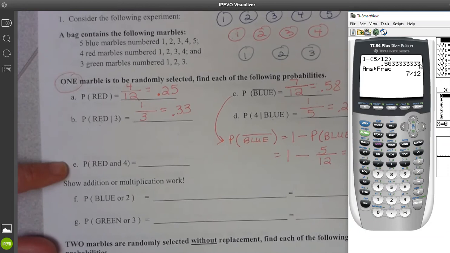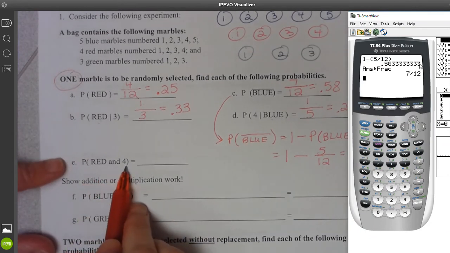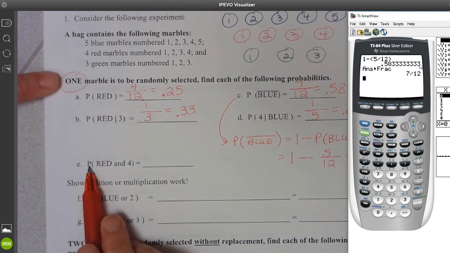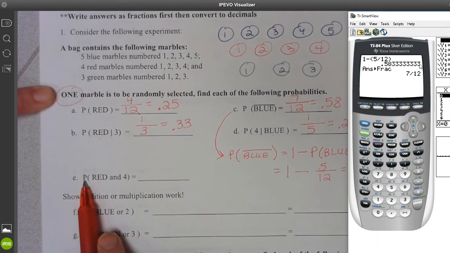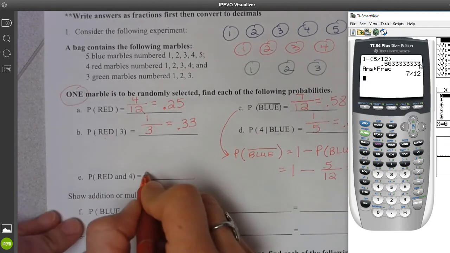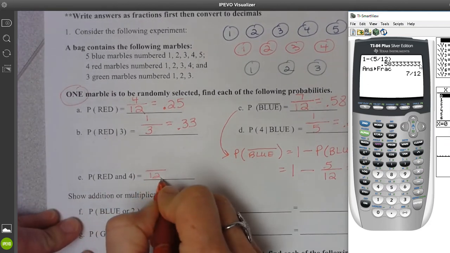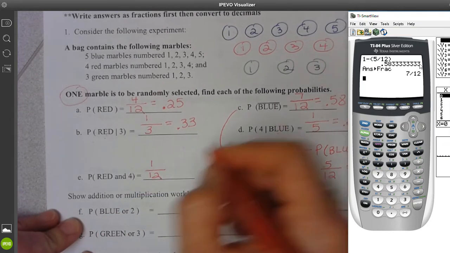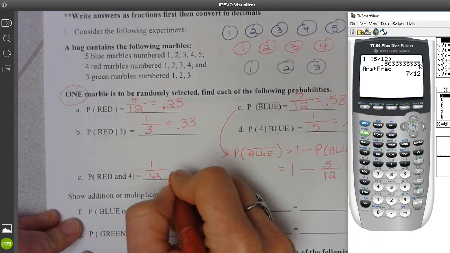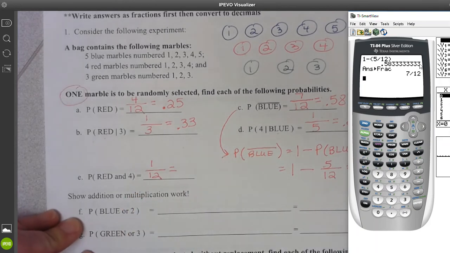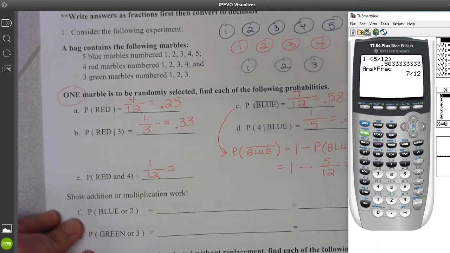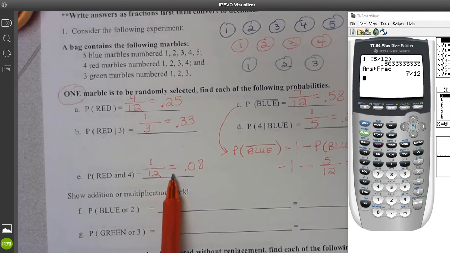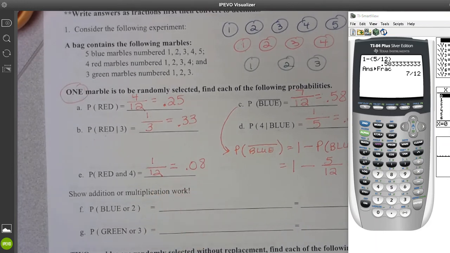The next problem here, what's the probability of getting a red and a 4? Now this and right here, we have to remember that we're only taking out one marble. So basically it's asking, what's the probability of getting the red marble with the 4 on it? So there are still the 12 marbles, but there's only one marble that's red and a 4. That's this marble right here. It's the red 4. The probability is 1 divided by 12, which is 0.08, rounding to 2 decimal places.